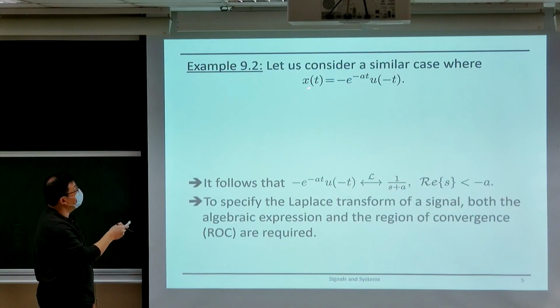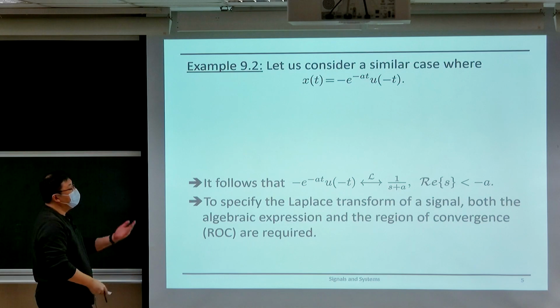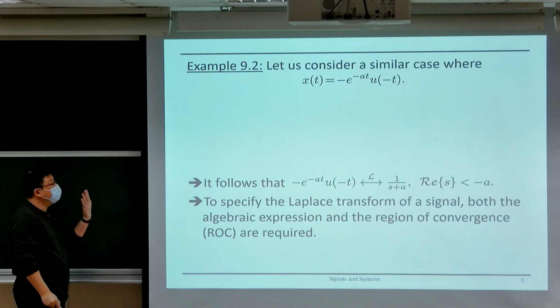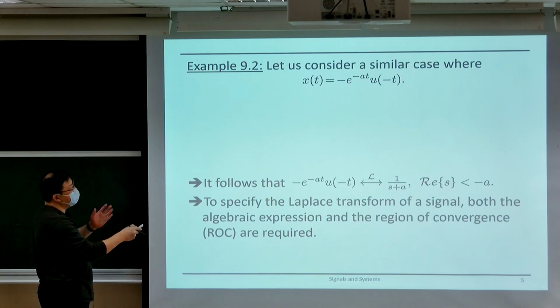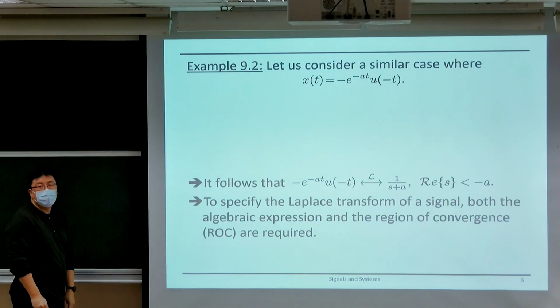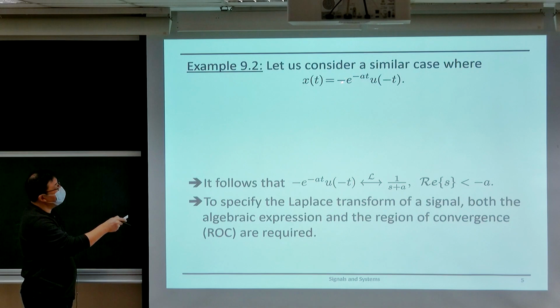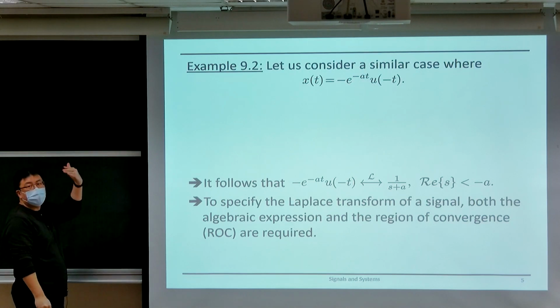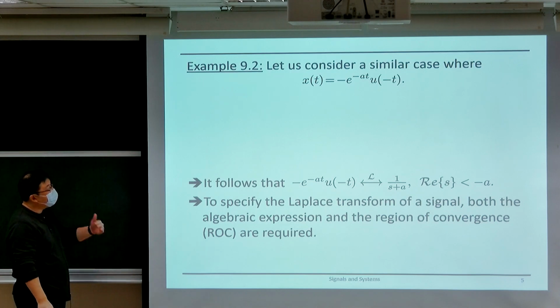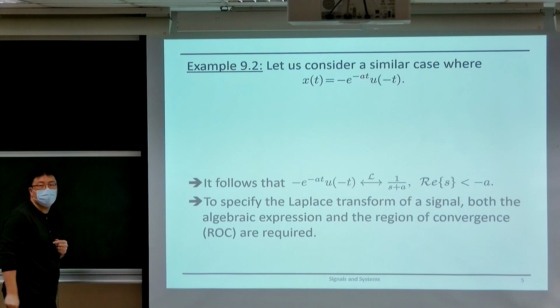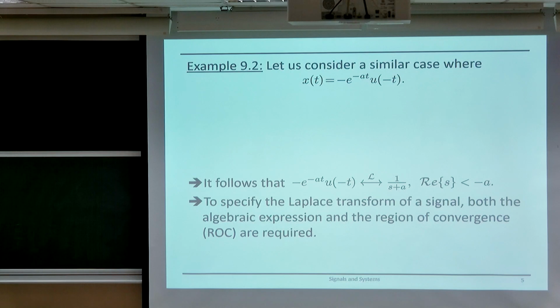Now here we look at the case where x of t is equal to minus e to the minus at times u of minus t. So this is a left-sided signal. This is non-zero only to the left side of the origin. And if you neglect the negative sign here, it can either grow unbounded or decrease, depending on whether a is greater or less than 0.